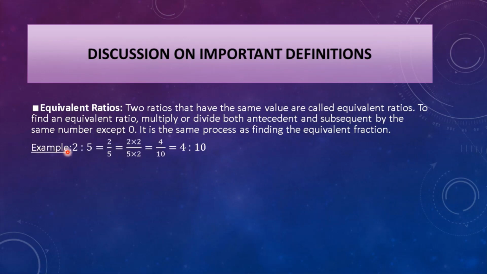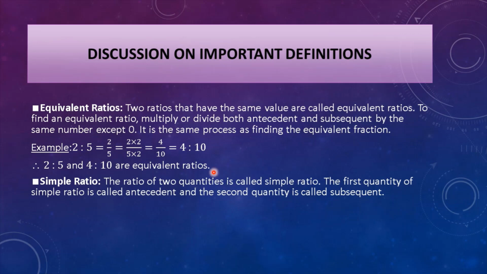Example 2:5. As we know, ratio is one kind of fraction. So we can write down 2 divided by 5, and one number, that is the same number, we have to multiply with the antecedent and the subsequent, that is 2. We are multiplying with the antecedent and the subsequent also, and we get 4 divided by 10, and we can write down 4:10. So 2:5 and 4:10 are equivalent ratios, my dear students.